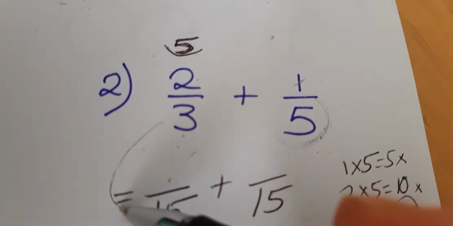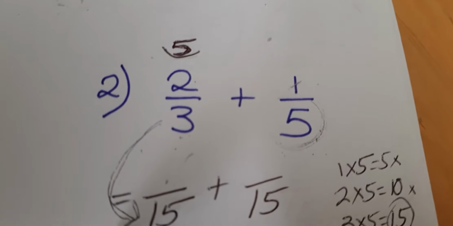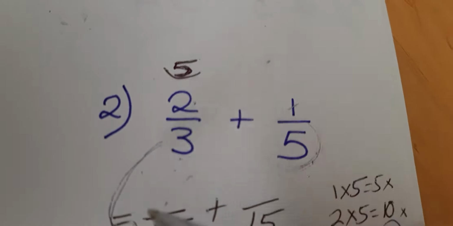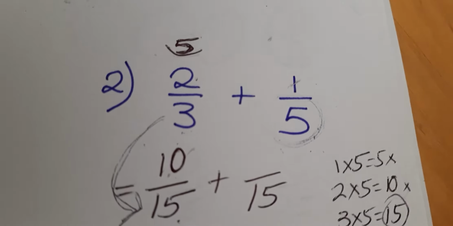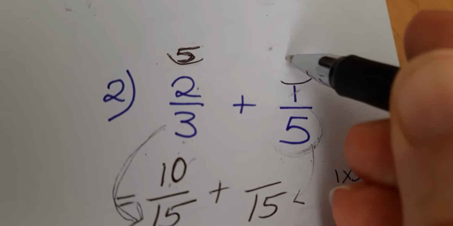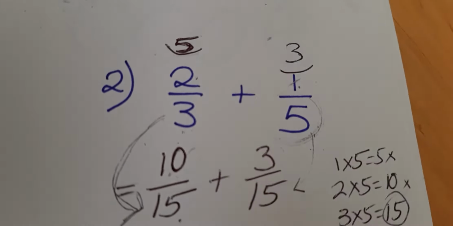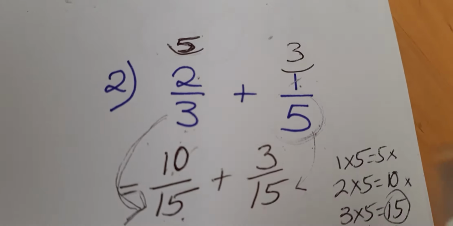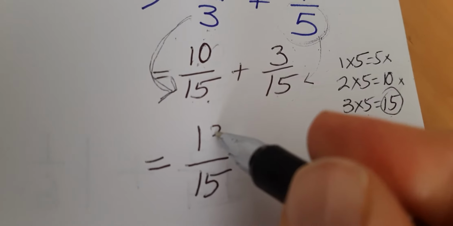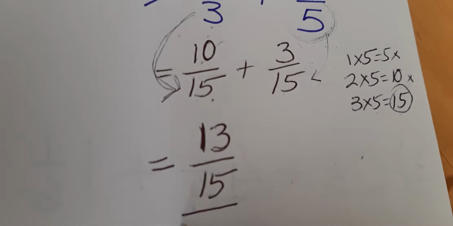Whatever I did to the denominator to get it to 15, I multiplied by 5, I will do to the numerator as well. So 5 times 2 is 10. I then look at this 5 here. What do I multiply 5 by to get to 15? I multiplied it by 3. I multiply the numerator by 3. 3 times 1 is 3. Now that the denominators are both the same, I add the 10 and the 3, so my answer is 13/15. Does it simplify? No, it doesn't.